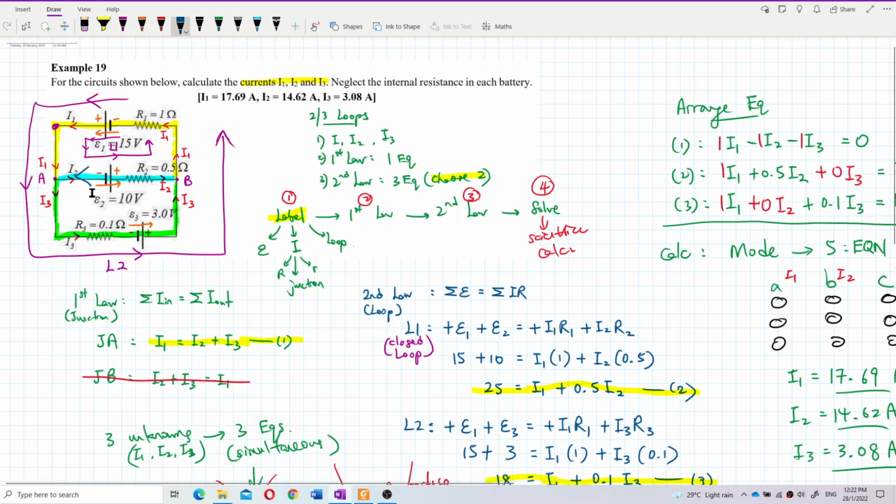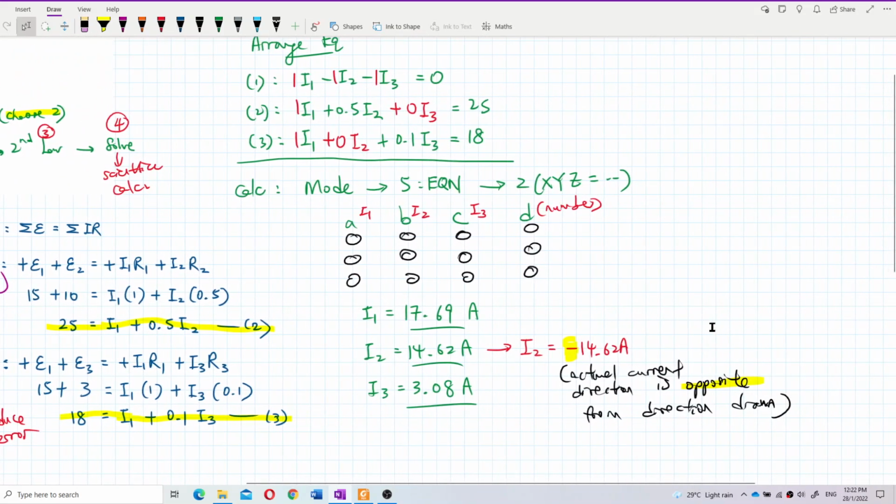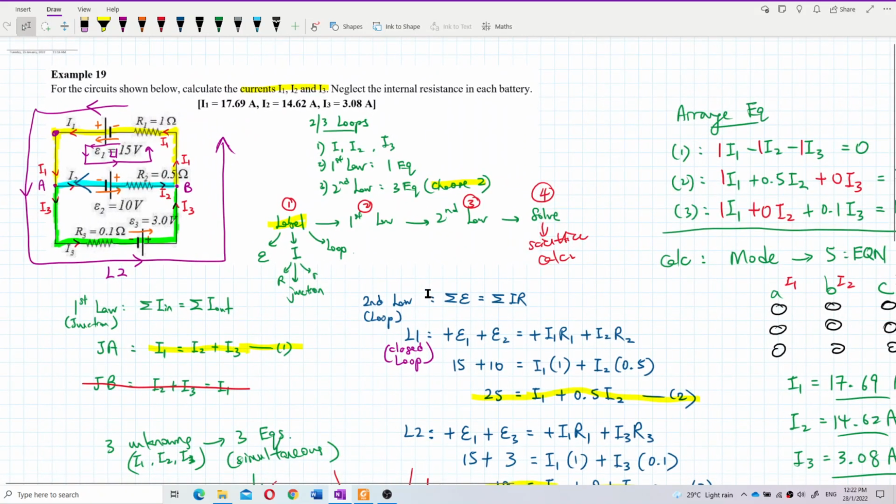Let your diagram be wrong, never mind, but let your answer be correct. Understand? Okay, that's what I want to say about solving Kirchhoff's law for 2 or 3 loops.